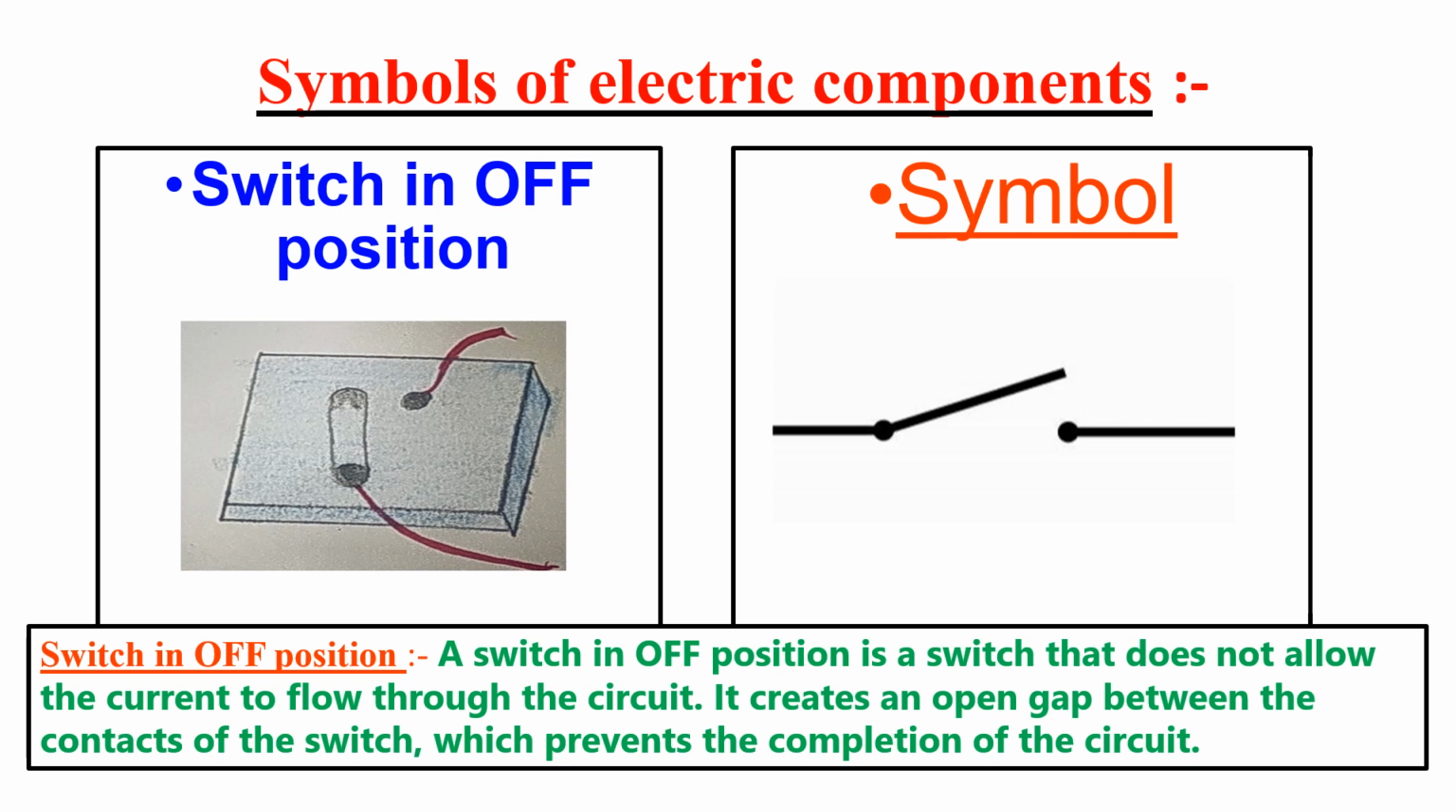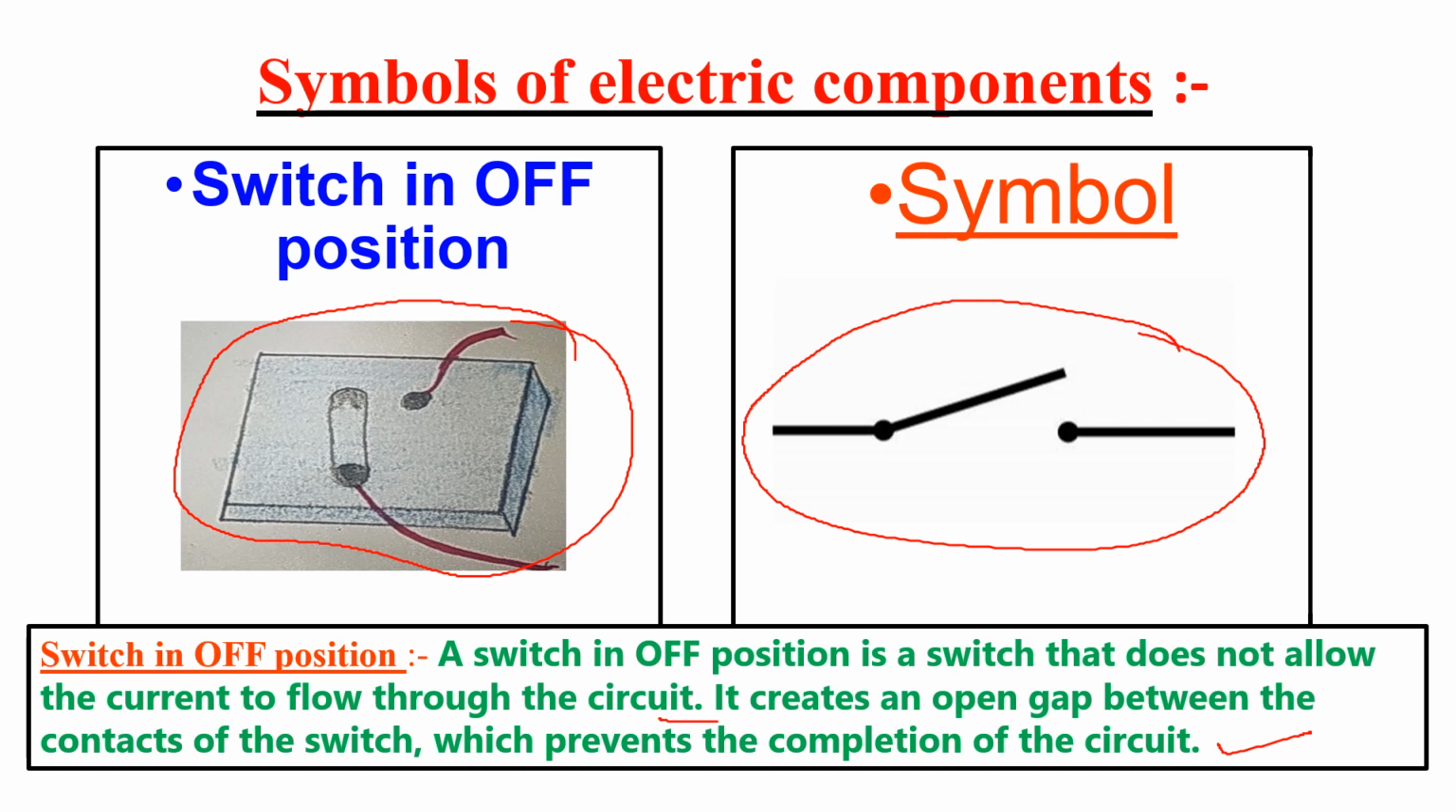The next, switch in off position. How can you recognize a switch in off position? A switch in off position is a switch that does not allow the current to flow through the circuit. It creates an open gap between the contacts of the switch which prevents the completion of the circuit. Here is the figure and you can easily recognize it. It is in off position and the symbol you see in your book like this one is the symbol of switch in off position.